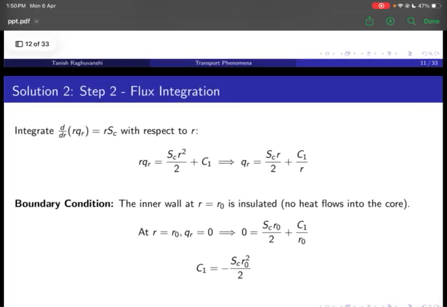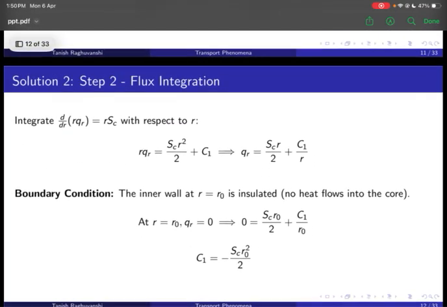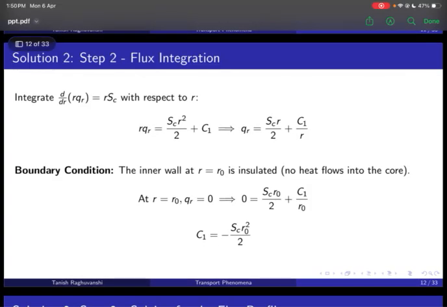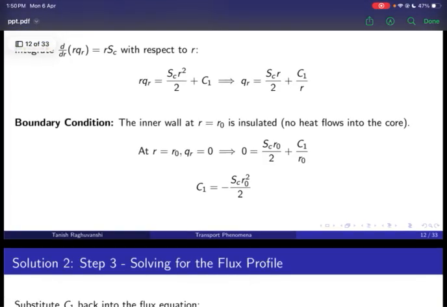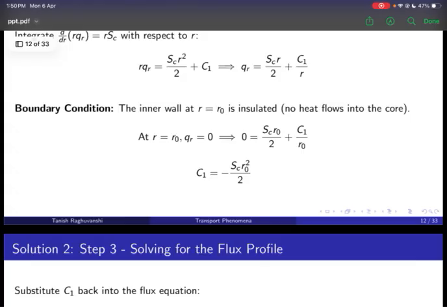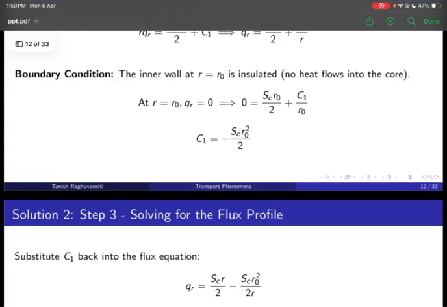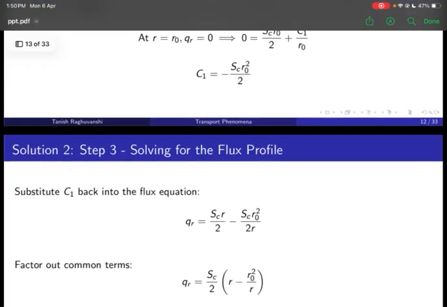So again, like I mentioned earlier, we integrate this with respect to R, and then we get a term for QR. Now we apply the boundary condition, which is that at the inner wall, at R equal to R naught, no heat flows into the core, which is QR equal to 0. So that means that we get a value for C1.